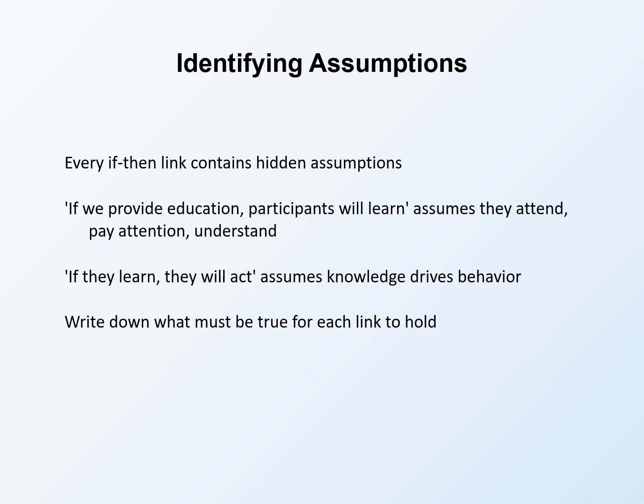Here's where theory of change becomes powerful. Every if-then link contains hidden assumptions. If we provide education, participants will learn. What assumptions does this contain? That people will attend, that they'll pay attention, that the education is at the right level for them, that they don't already know this. If they learn, they will act.